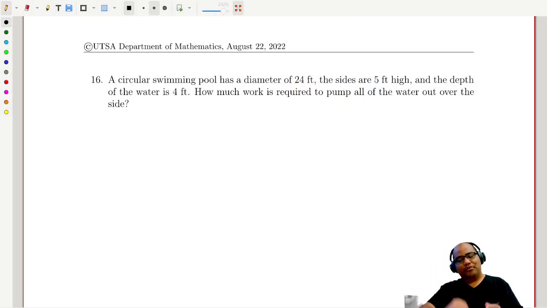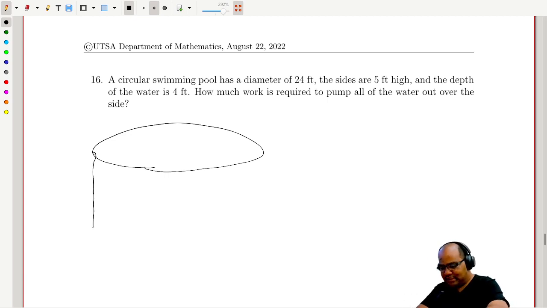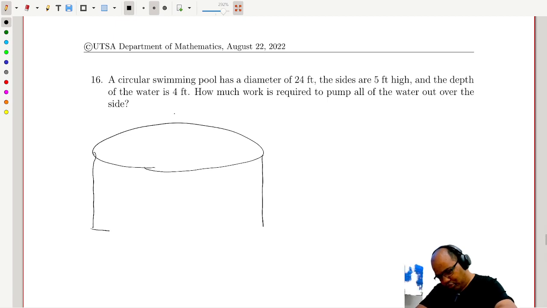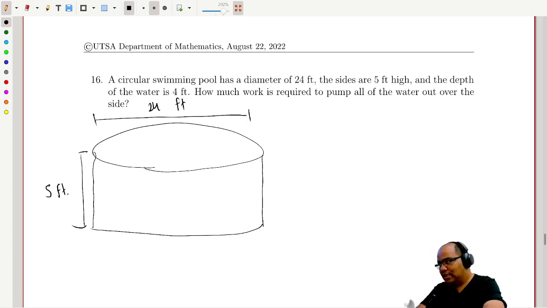Here's the first one here. We have a circular swimming pool with a diameter of 24 feet. So let's draw that in. Okay, pretty big pool. It is a 5 feet high pool. Okay, so we have those parts there. And now we also know that the water is filled to a depth of 4 feet. So this light blue color here, okay, that's to a depth of 4 feet.